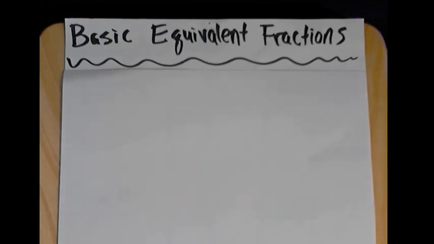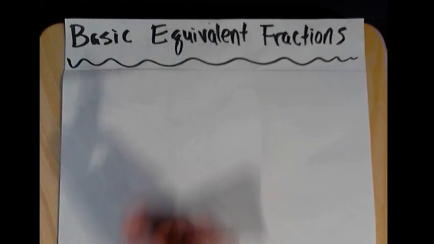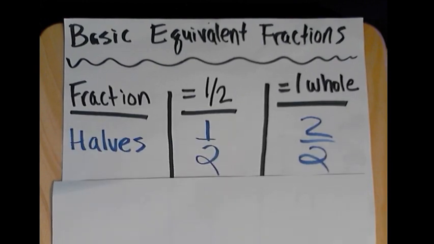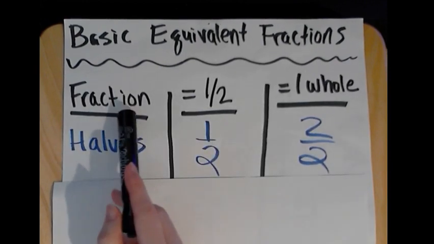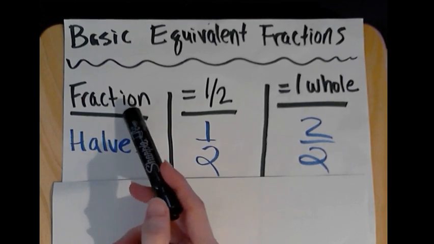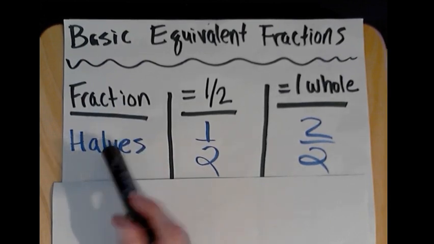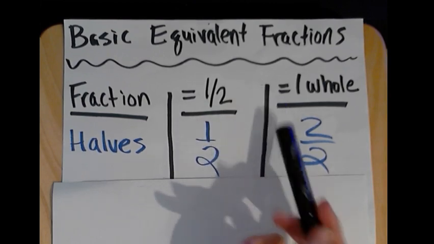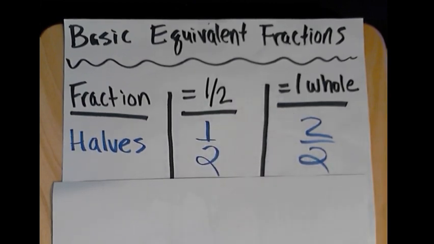This is day number 2 of equivalent fractions, and we're going to be looking at basic equivalent fractions today. These are kind of like the math facts of what you should be able to recall pretty quickly. Remember, equivalent means equal, and here's what we mean by this. So if we have the fraction, this is like how many pieces we cut it up into. If we cut it into halves, well, what's equal to 1/2 is 1/2, and 2/2 is equal to 1 whole.